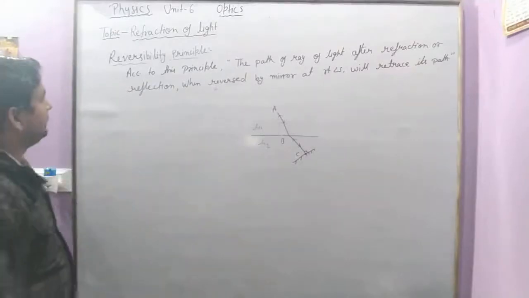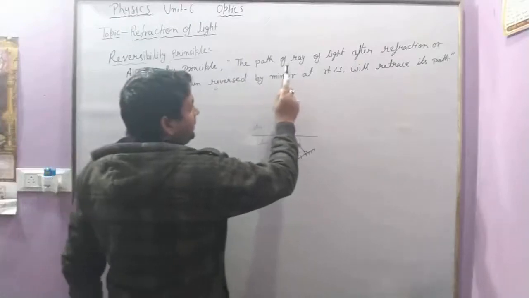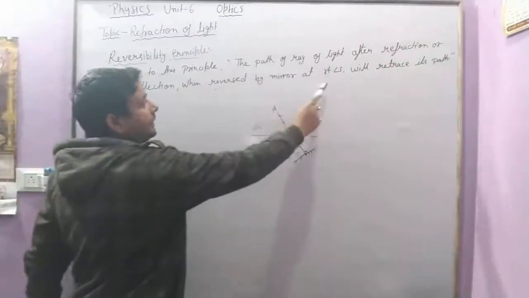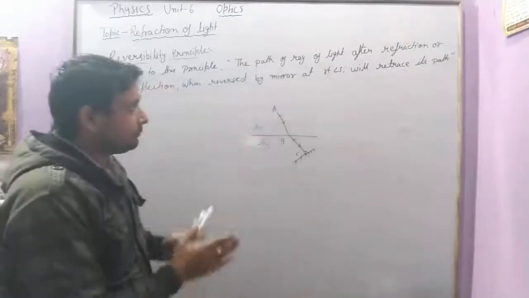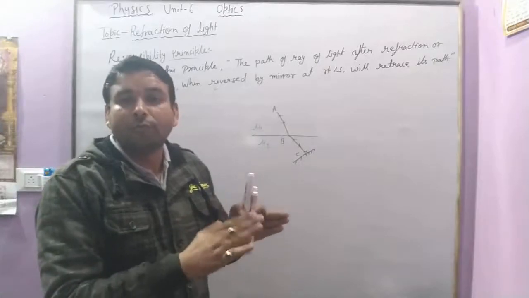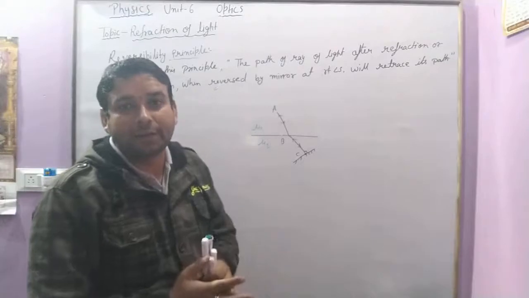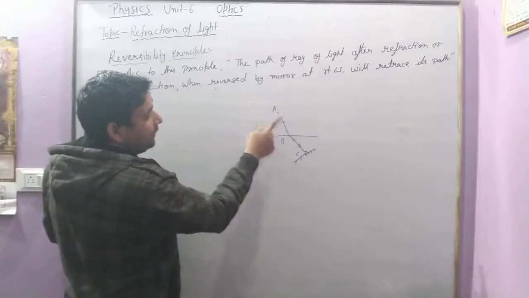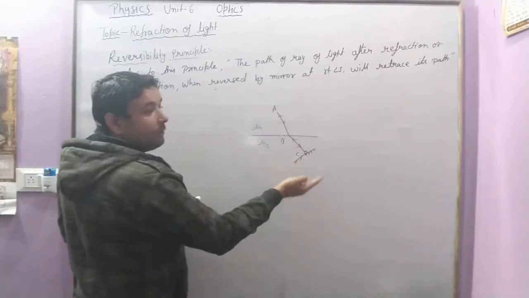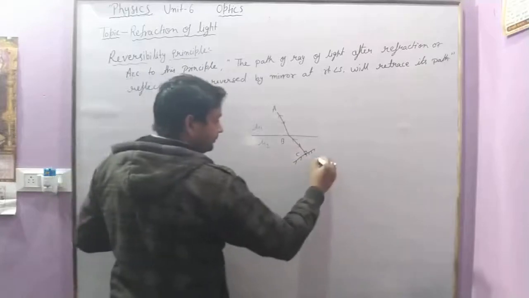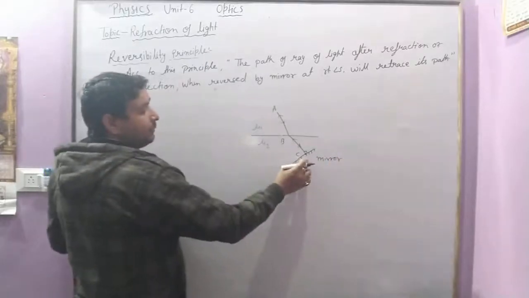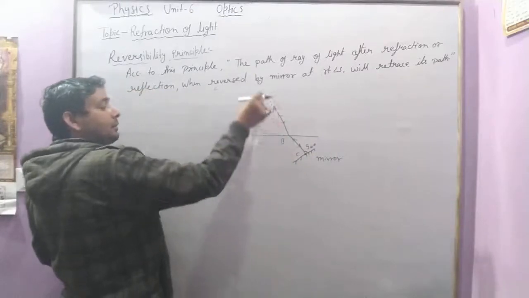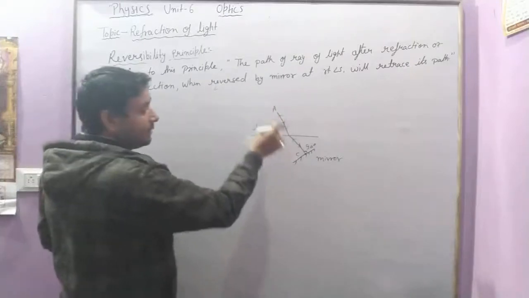Next is the reversibility principle. According to this principle, the path of a ray of light after refraction or reflection, when reversed by a mirror at right angle, will retrace its path. Whenever the light suffers refraction one or more times and is then reflected at right angle, the light retraces its initial path. Like the ray travels from A to B and then after refraction from B to C; when the ray is reflected by the mirror at C at 90 degrees, the path of light is reversed along the same path as it came earlier.